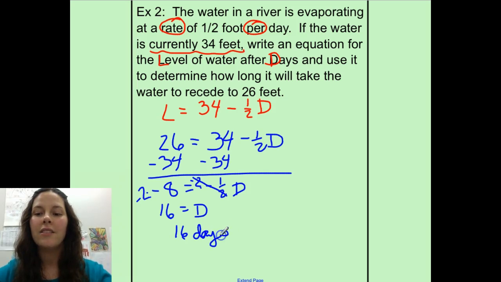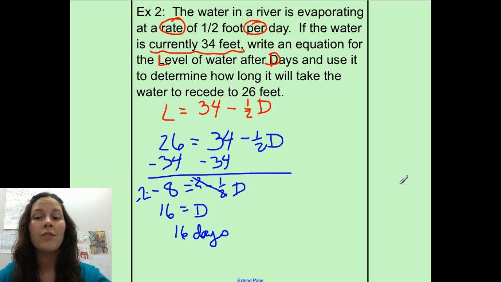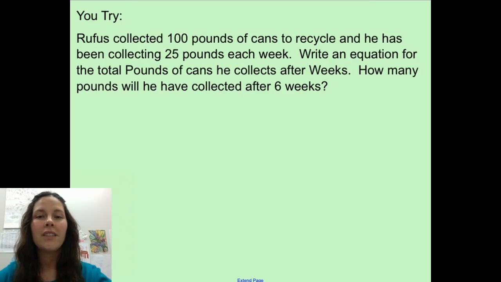Now, if you lose the negative sign and you say it takes a negative amount of days, or if you didn't notice that your rate was negative in the first place and you got a negative amount of days, that should tell you that you did something wrong and you need to go back and find your mistake. When you're working with real life, we don't talk about negative days. Here's a you-try question. Find your starting value and find your rate of change, and you'll be able to set up your equation pretty easily after that.